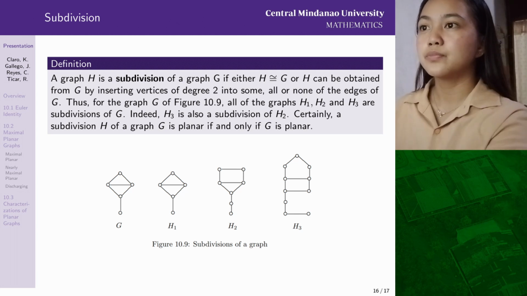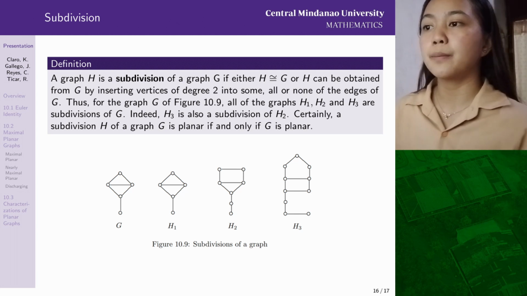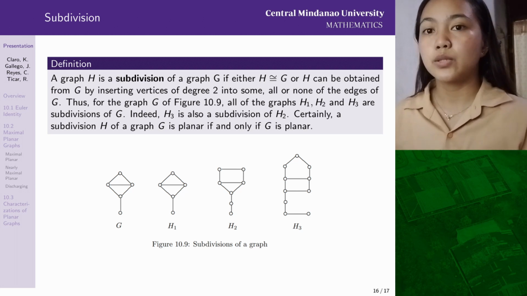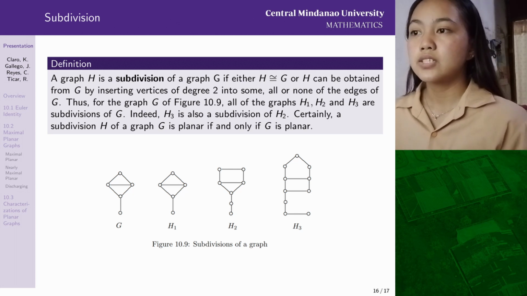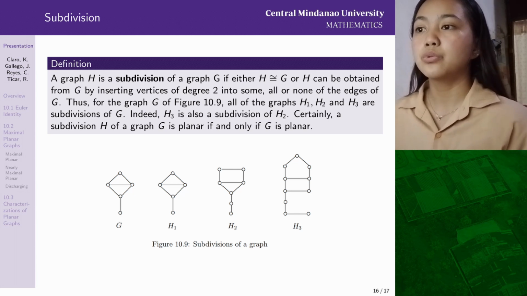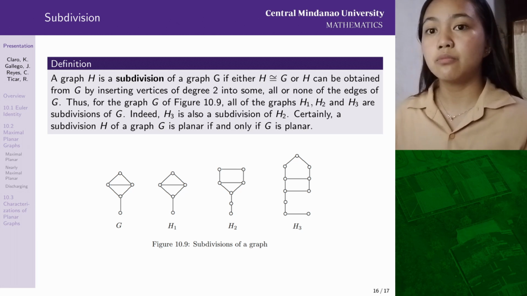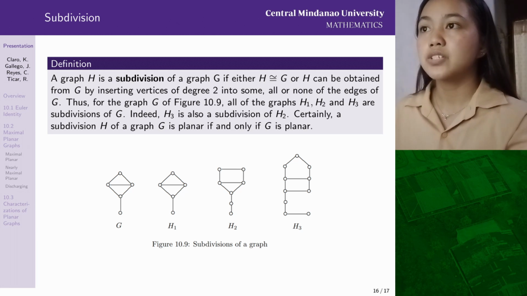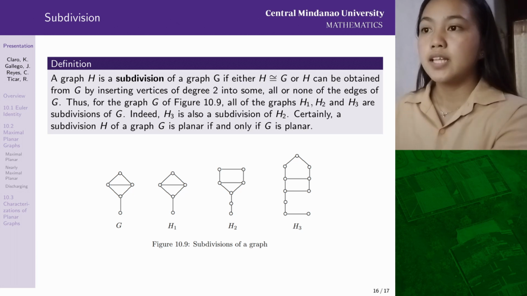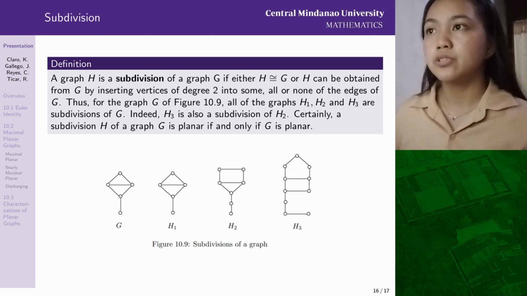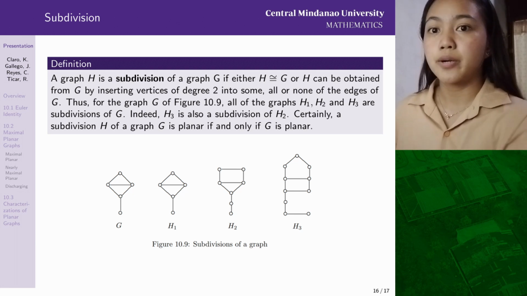To further visualize that, here is the example from figure 10.9. As you can see, our graph H sub 1 is isomorphic to our G, meaning our H sub 1 is a subdivision of our G. And then our H sub 2 is a subdivision of our H sub 1. As you can see, we inserted vertices of degree 2 into some of the edges of H sub 1. So H sub 2 is a subdivision of our H sub 1. And then for H sub 3, we add vertices of degree 2 from our H sub 2, so we create more paths.